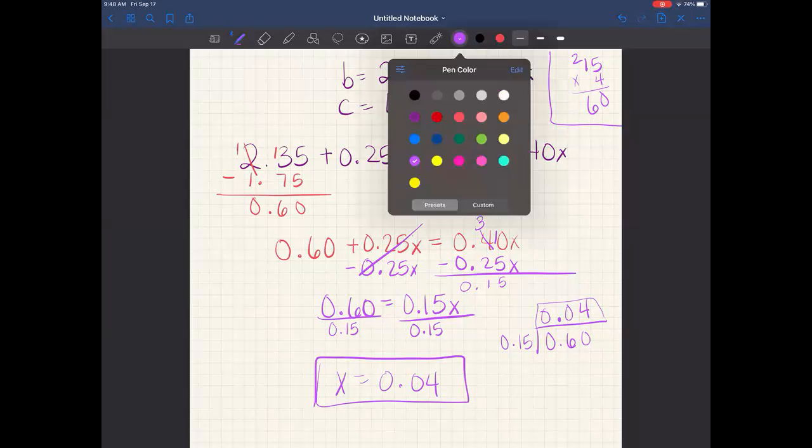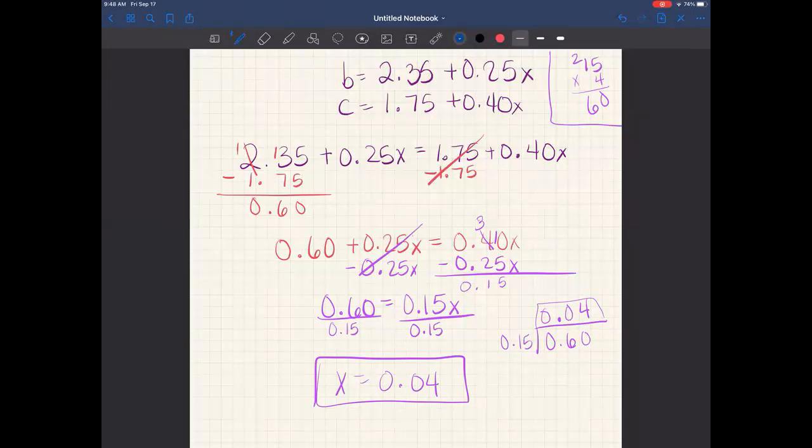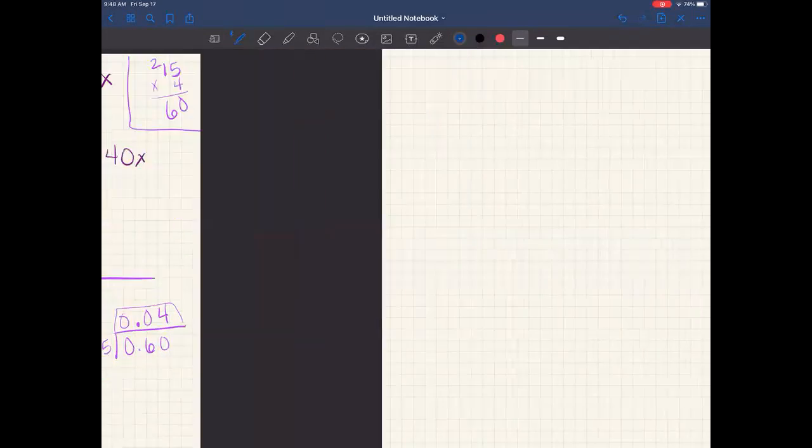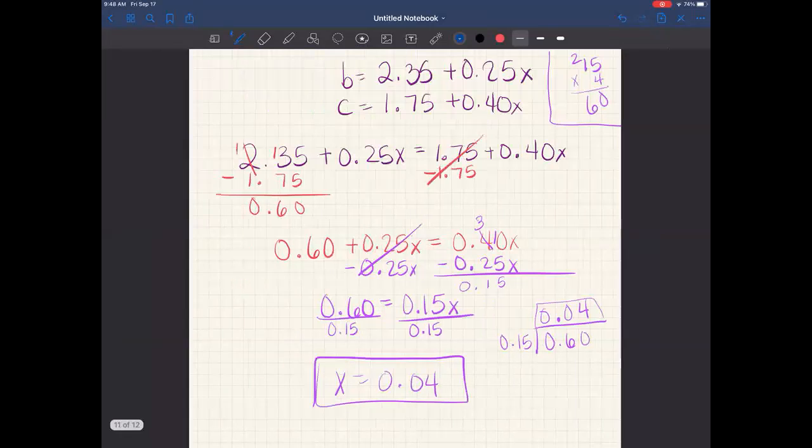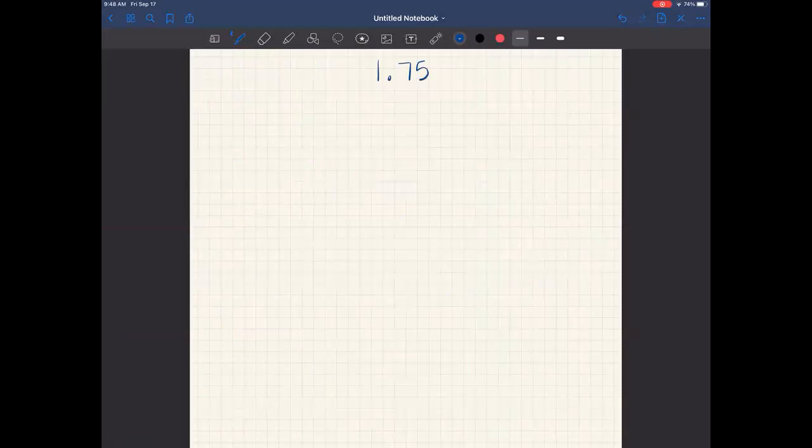Which one do we want to try it out with? Pick. Beef or chicken? All right, chicken. I was hoping we were going to say chicken because I was going to make us do chicken anyway. First period, pick beef. So all right, the chicken is 1.75 plus 0.40x. Now we know my x is equal to 0.04. So I could go ahead and just replace that.